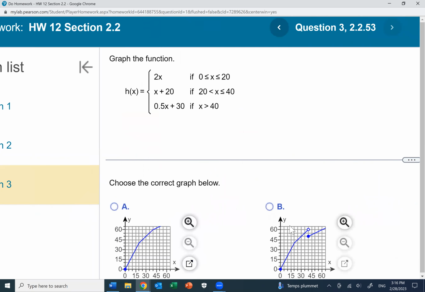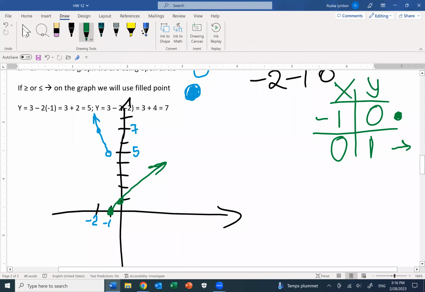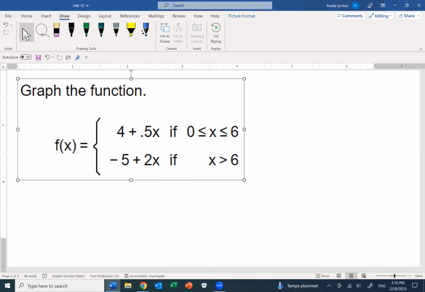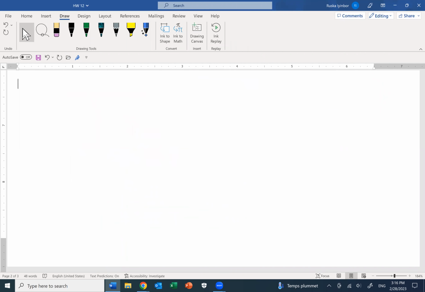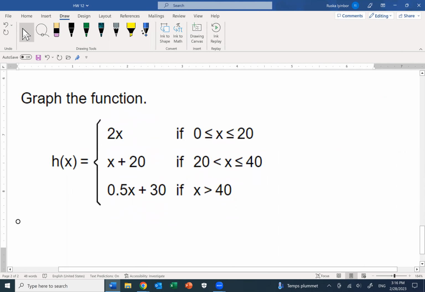has 3 pieces of the graph. So let me go ahead and do that. Number 3, I have it here. Number 3 is the one. So this is number 2. I'm not doing that. It's number 3. Okay. So number 3, I have 3 pieces of the graph.